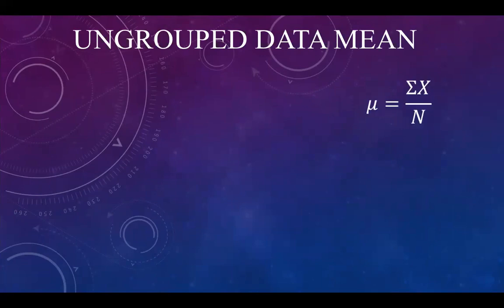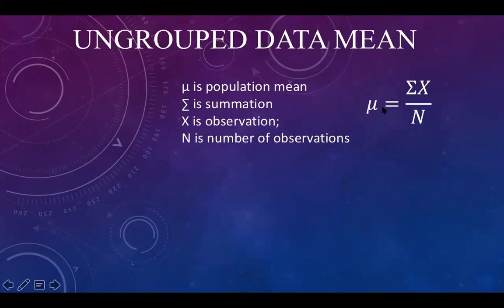Here is the formula for the ungrouped data. This is mu. It is the symbol for the population mean. When we have collected the data from the whole population, then this formula is used to get the mean of that data. Mu is the population mean. This is the summation of the x. X is the observations, and n is the number of the observations in that particular population.